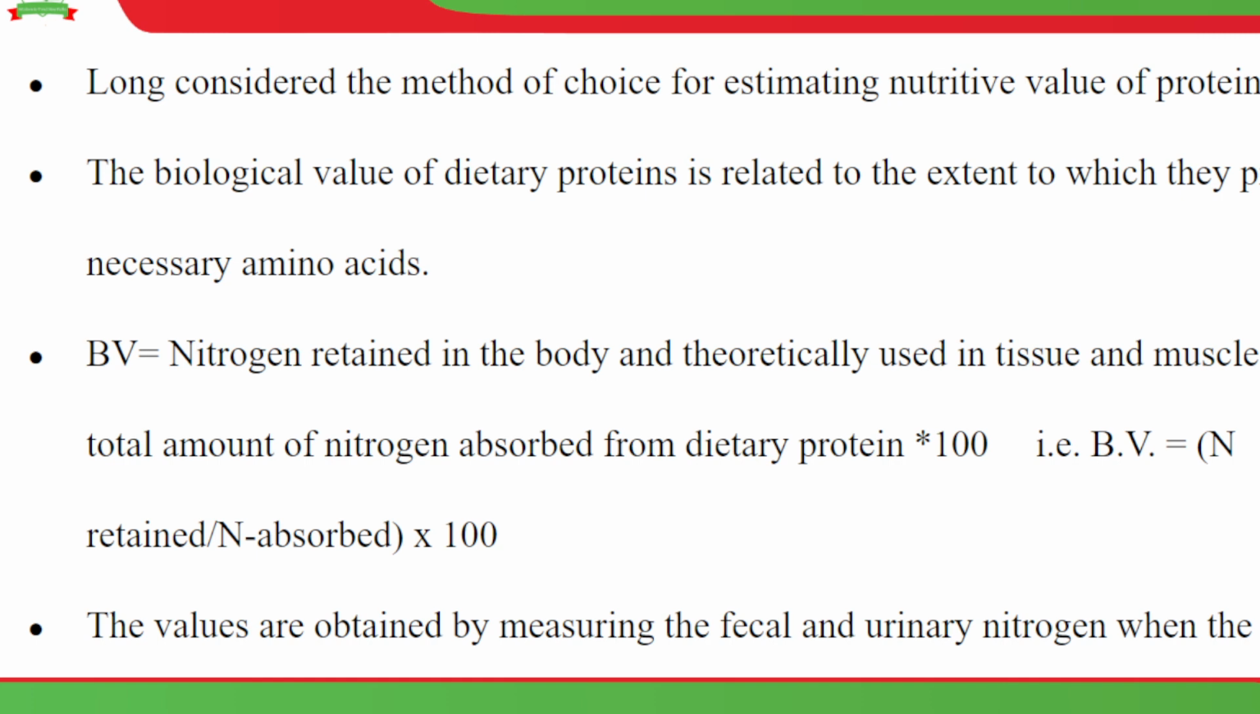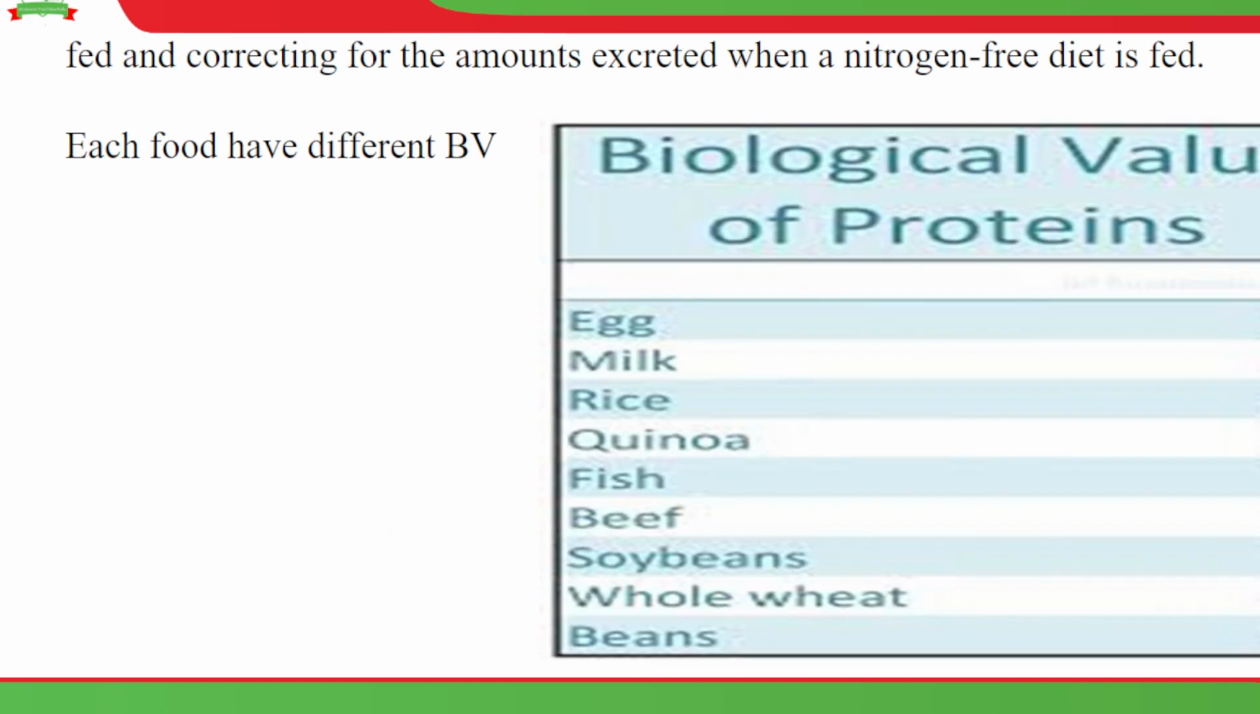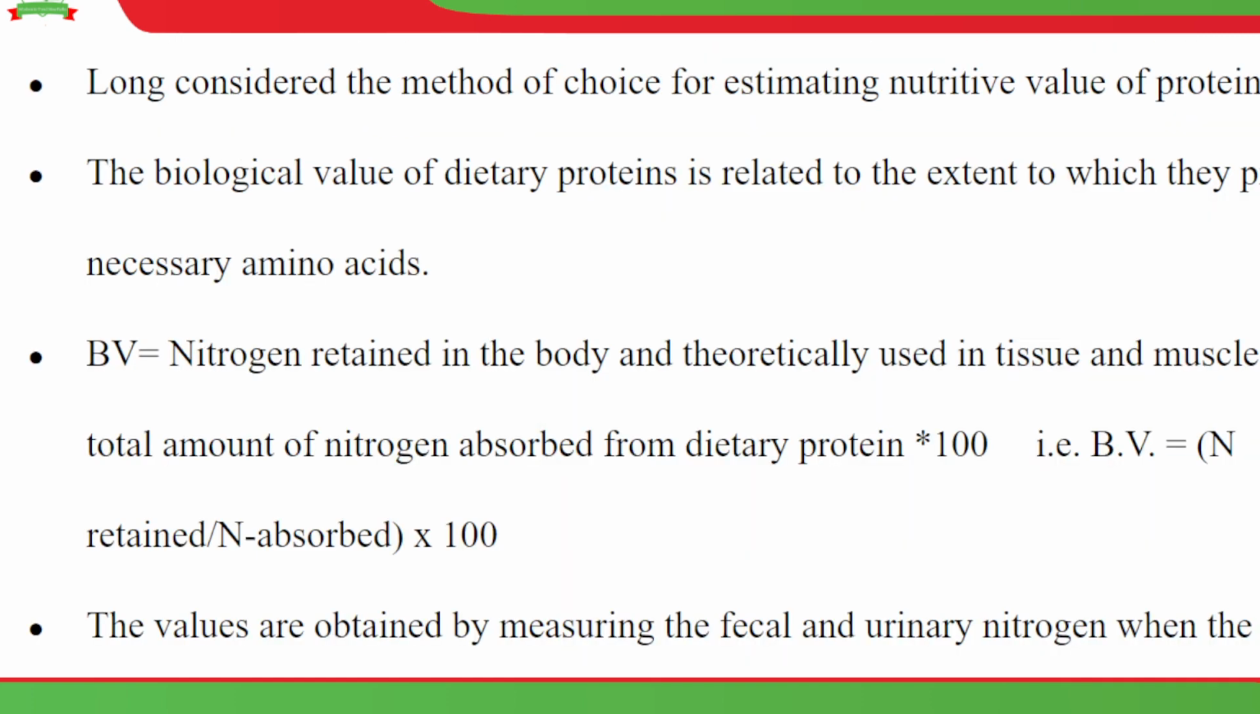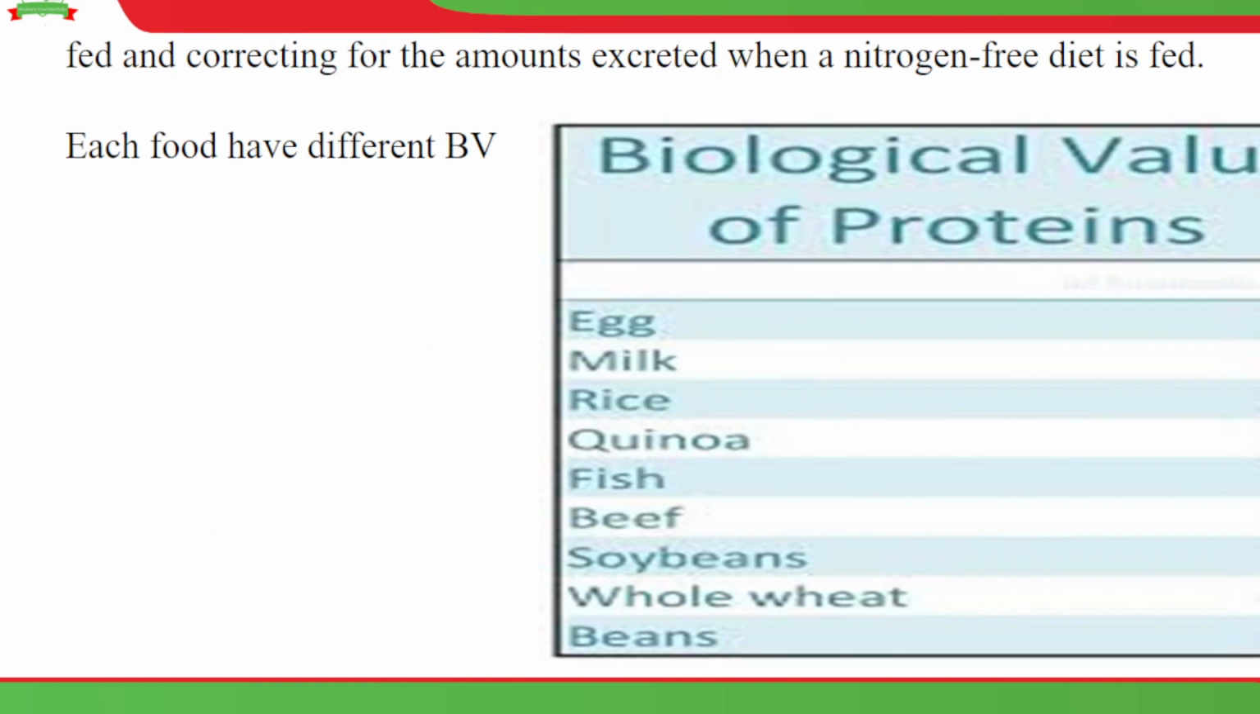How much did you take in and how much did you lose? You'll be able to know how much has remained in your body for tissue one. You'll be able to know how much of this has been absorbed from your dietary intake. And that is when the test protein is fed, correcting for the amounts excreted when the nitrogen-free diet is fed.